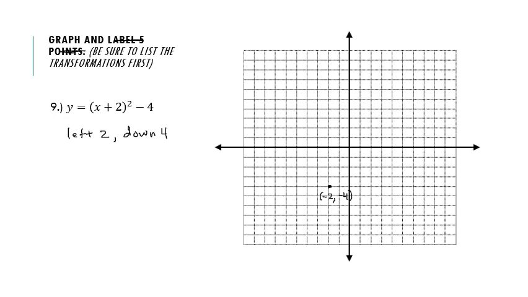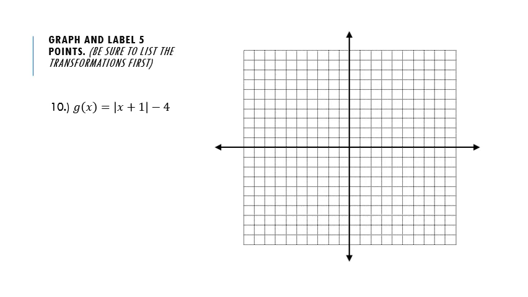I want you to have the vertex and then use the slope. So up 1 over 1, up 1 over 1. So just show me those 3 points. That's all I need you to show me, okay? The vertex and then using the slope. Remember, this is like an invisible 1, so it's a slope of 1, up 1 over 1.